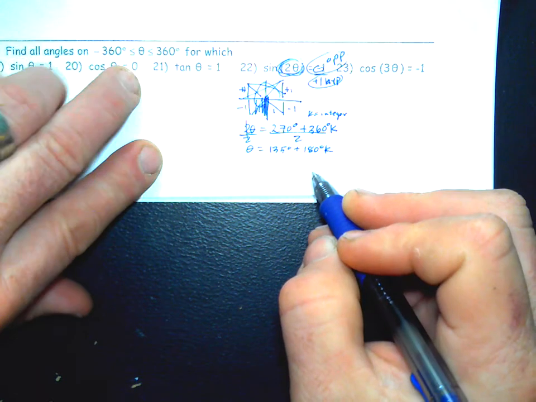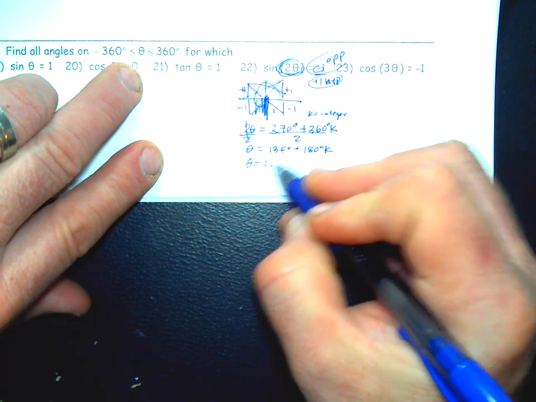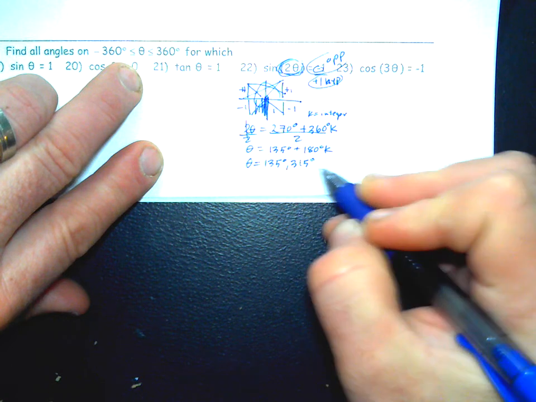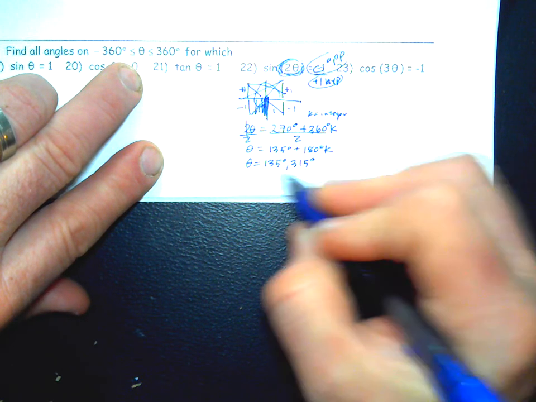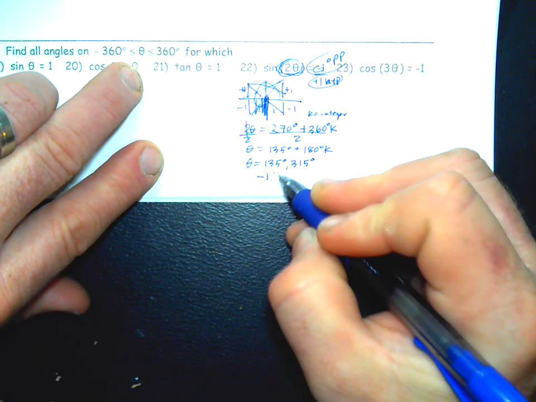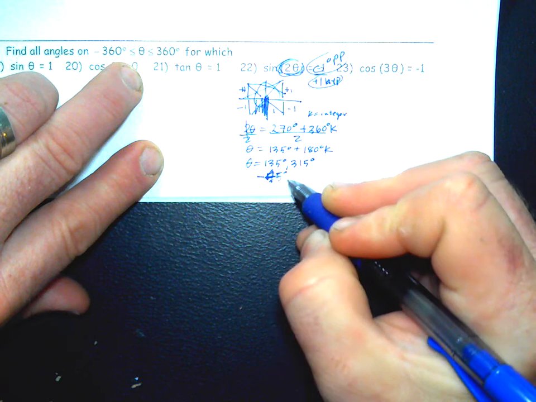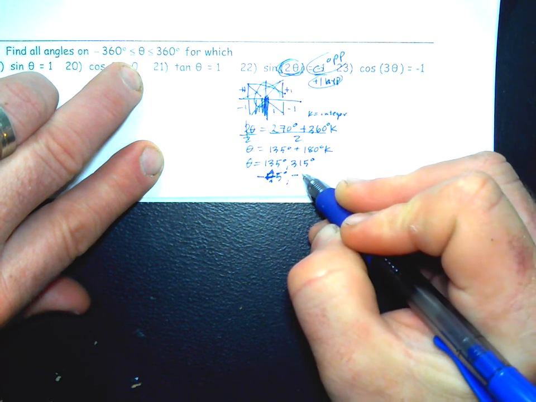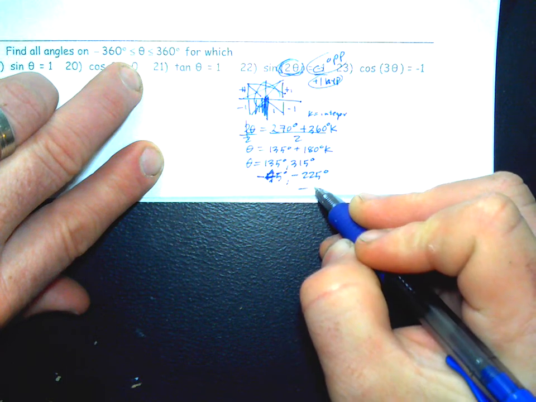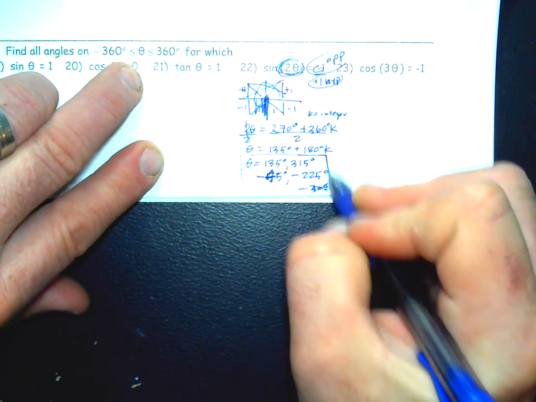Well, we want the answers between negative 360 and 360. So 135. But if you add 180 to this, you get 315. That's within there. If you subtract 180 from this, you get negative 45. And if you subtract another 180 from that, you get negative 225. If you subtract another 180, you get to negative 405, which is too far, right? So there's your final answers.